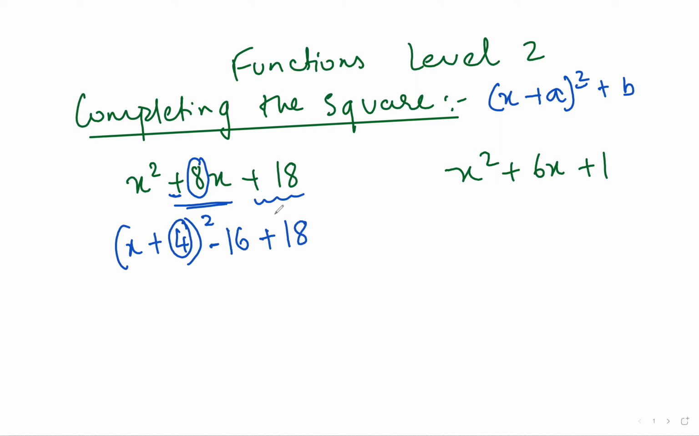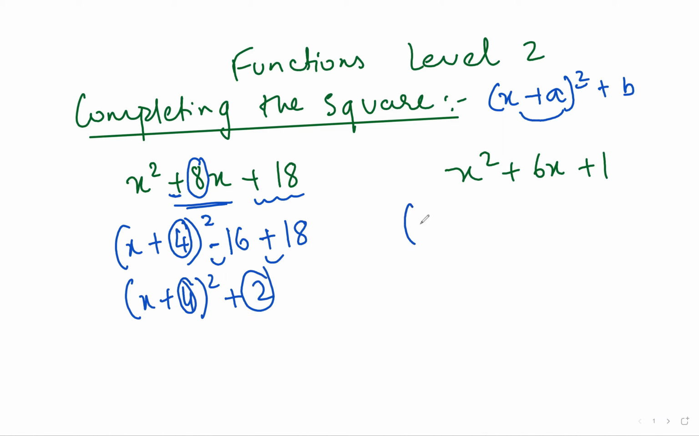Are you with me? So then your answer will be (x + 4)² minus 16 plus 18. Minus 16 plus 18 is positive 2, taking the sign of the greater number. So you got the answer in this form, (x + a)² + b. So what is your a? a is 4, and what is your b? b is positive 2. Are you with me, kiddos, still here?